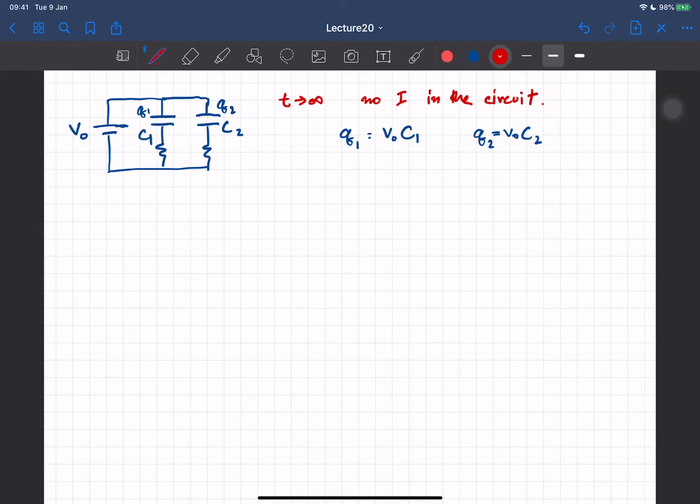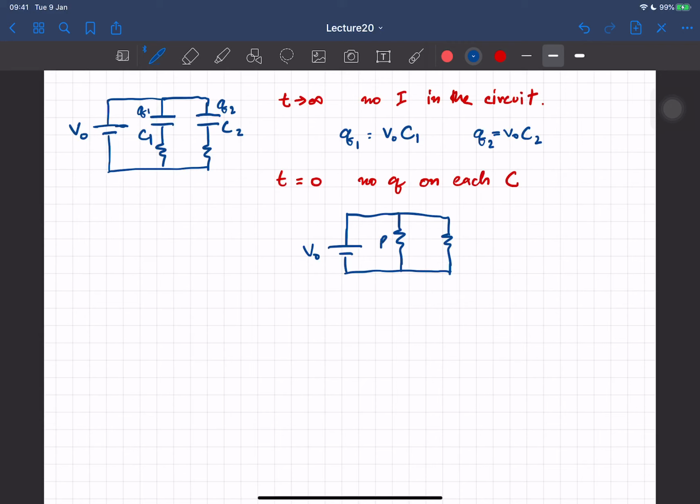Right. On the other hand, if you're interested in what happened at time equal to 0, well, when time equals 0, there's no charge on the capacitor. So the capacitors are just like they're not there because there's no charge. So no Q on each C. So right at time equal to 0, the circuit looks something like this, because there's no charge on the capacitor. R1 and then R2.